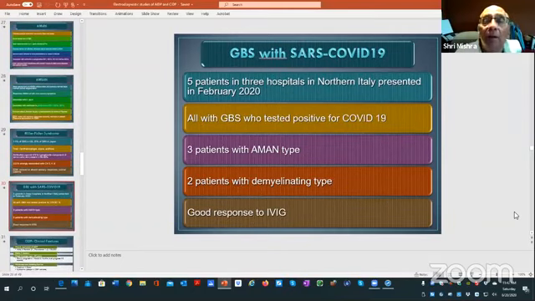And here is something I'm going to tell you about: GBS with SARS-CoV-2. This is very recent. Five patients in Italy presented with Guillain-Barré who tested positive for COVID-19. Three patients had the AMAN type and two patients had the demyelinating type, like classical Guillain-Barré. And they had a good response to IVIG.